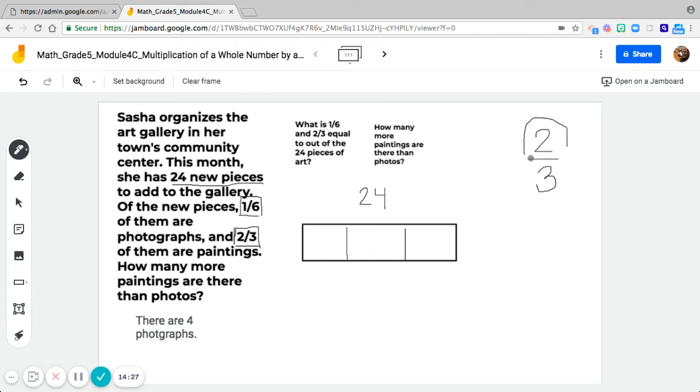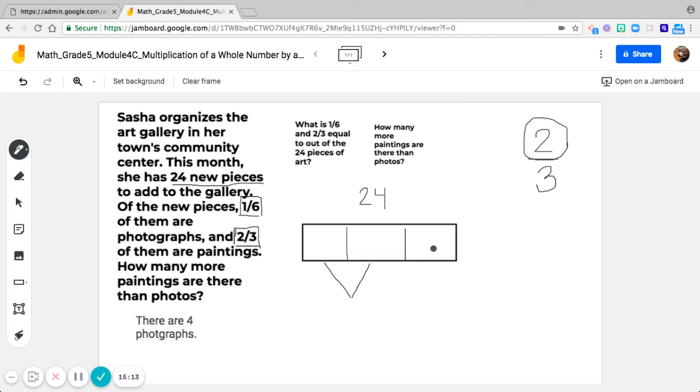Now, let me look at my numerator. We need to use 2 of these thirds. Okay? So we have 1/3, 2/3, 3/3, but we only need 2 of them. But again, we don't know what the value is for each of these thirds, right? We don't know how many paintings are represented yet, okay? So we took 24, which is represented by this whole. And now we're going to split it into 3, which is 24 divided by 3, because we divided this whole into 3 parts.